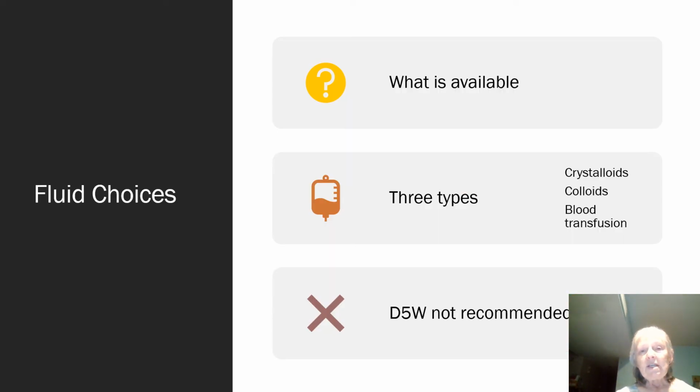So the question is then, what's available, okay? First of all, D5W is not recommended. It leaves circulation much too quickly. We're not going to do anything about it. You have then crystalloids, colloids, and blood transfusions. A lot of times we don't do blood transfusions unless we need to and know that we can do it.